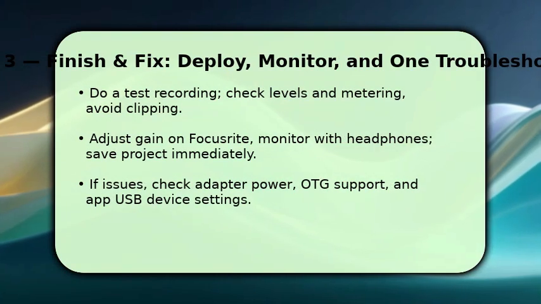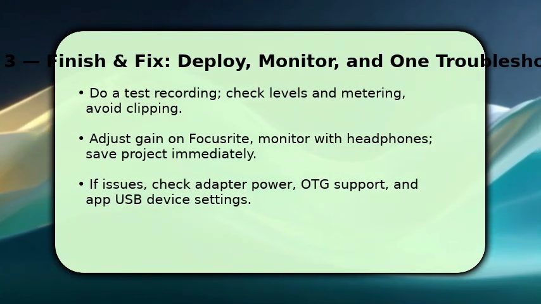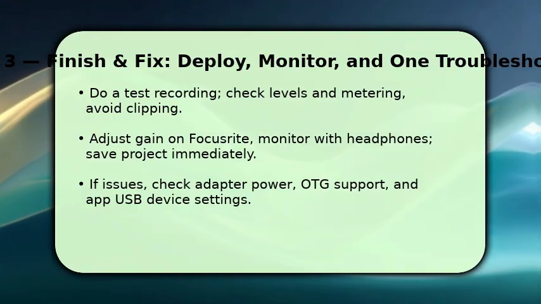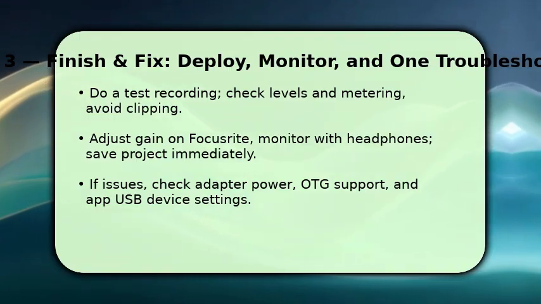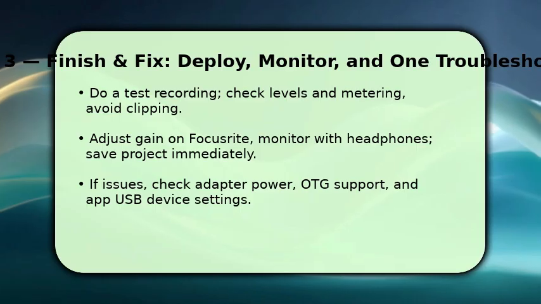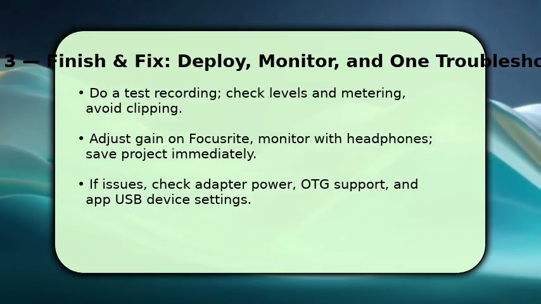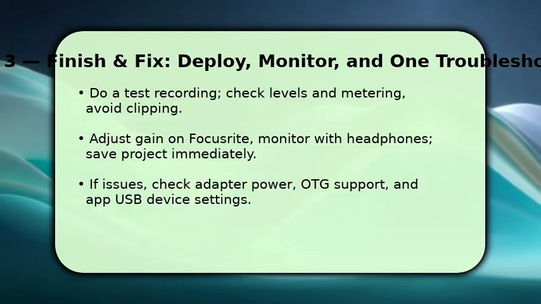You're ready to record. Do a short test take and watch the input meters for clean signal without clipping. Adjust the Focusrite gain knobs and monitor through headphones. If you hear hiss, raise gain carefully or lower preamp noise. When finished, stop recording and save the file to internal storage or cloud.